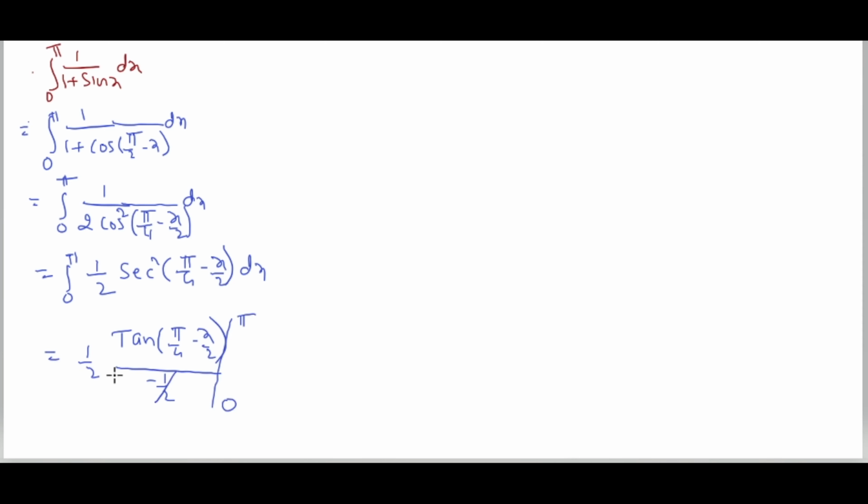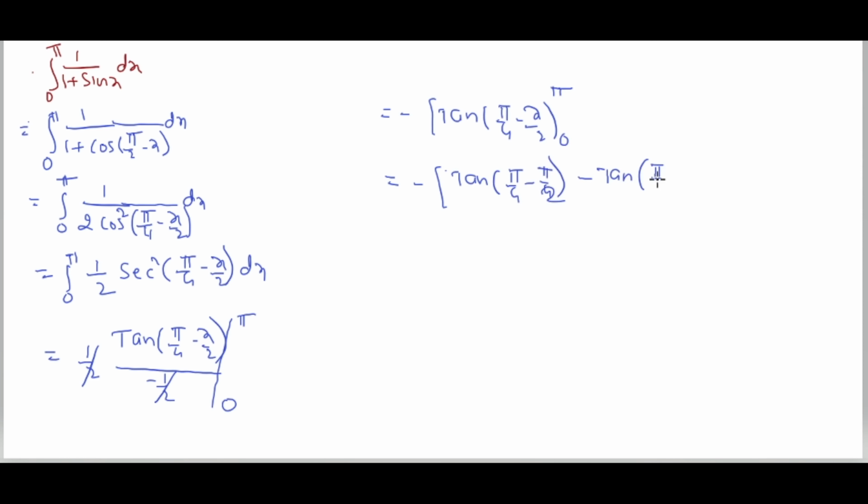So 1 by 2 cancelled. That is equal to minus half tan of (pi by 4 minus x by 2), upper bound pi, lower bound 0. That is equal to minus half [tan of (pi by 4 minus pi by 2) minus tan of (pi by 4 minus 0)]. First we substitute the upper bound, that is pi, then the lower bound, that is 0.